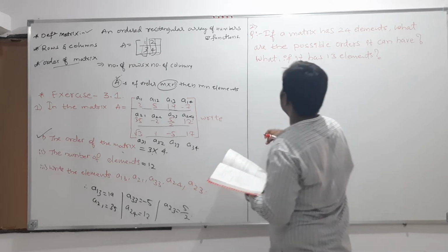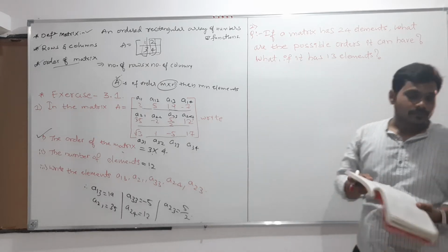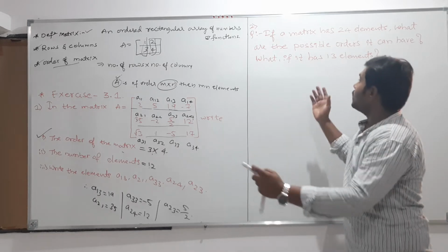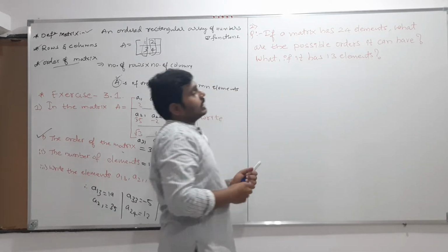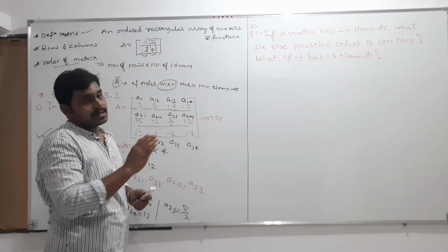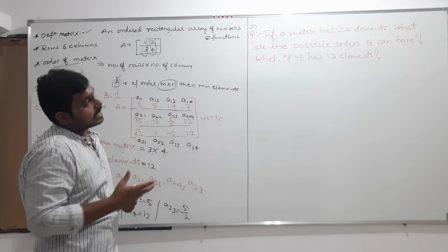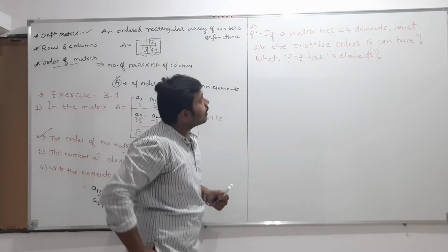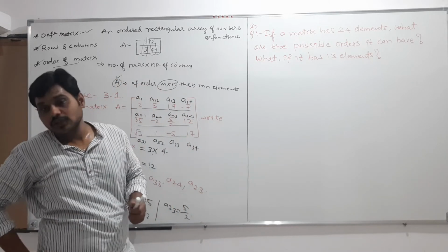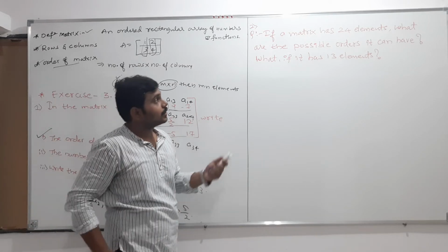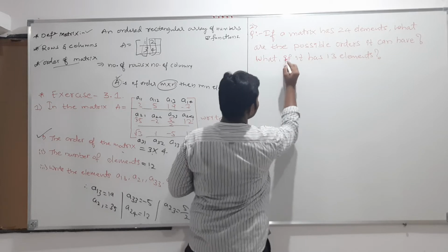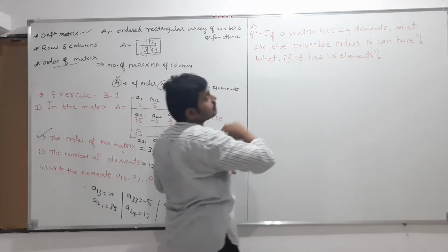So this is the second question. If a matrix has 24 elements, what are the possible orders it can have? This is the first condition. And second, with that they gave another question: what if it has 13 elements? So we should discuss, if the matrix has 24 elements, then what will be the possible orders?